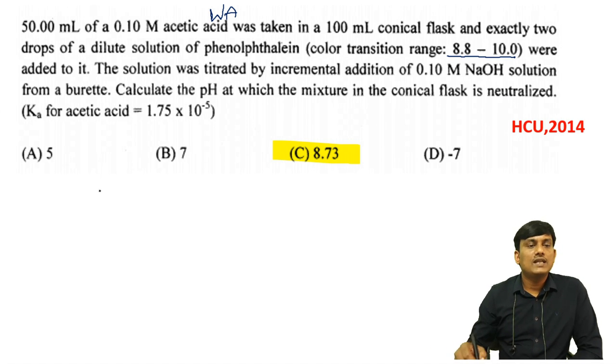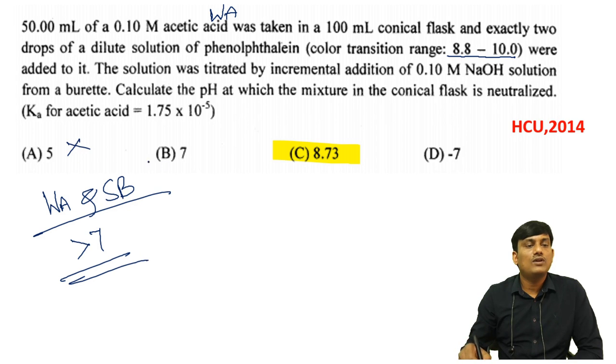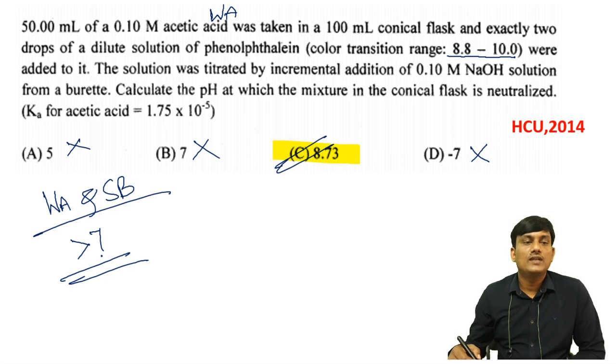It's a neutralization between a weak acid and a strong base. So the neutralization point of a weak acid and a strong base is always greater than 7. So this one is wrong, this one is wrong, minus 7 is also wrong. This one is greater than 7, 8.73 is greater than 7. So the neutralization point will be around 8.73.